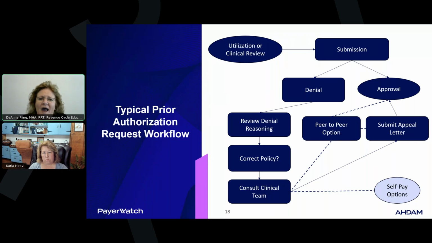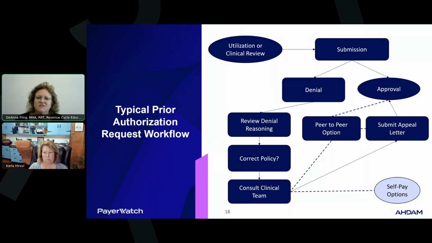So as you know, after the utilization management team has completed their review and have approved the service as meeting medical necessity criteria, it goes to the prior auth team for submission, or it may be in your organization, the utilization team or clinical reviewer is tasked with submitting the prior authorization request. And as we all know, it will come back as either approved or denied.